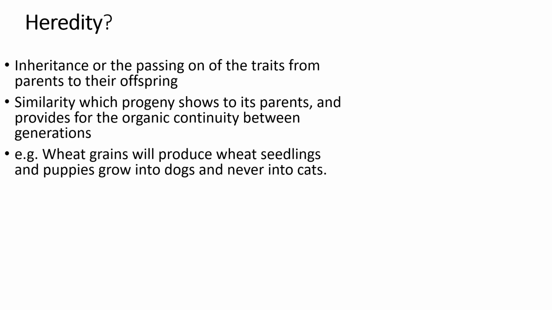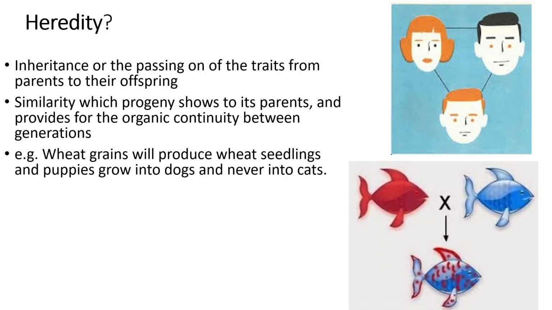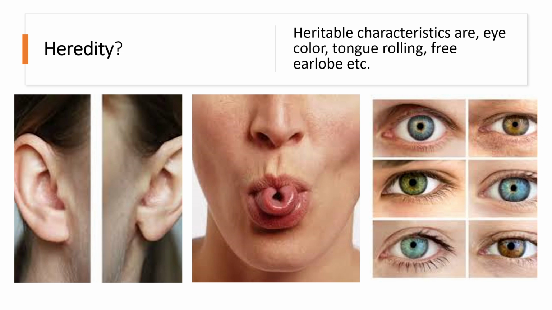So heredity is the inheritance, the passing on of the traits from the parents to the offsprings. These are the similarities which progenies have with their parents and provide for the organic continuity between the generations. So these are actually similarities which pass on to different generations from the parents. For example, wheat grains will produce wheat seedlings, and puppies grow into dogs and never into cats. So this is heredity. There are some hereditary characteristics like eye color, tongue rolling, and free earlobes. These are hereditary characters which pass from parents to the offsprings.